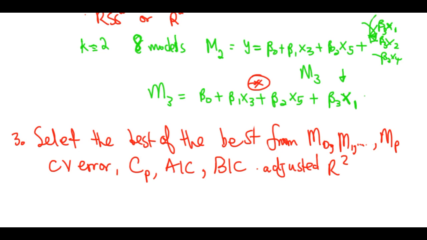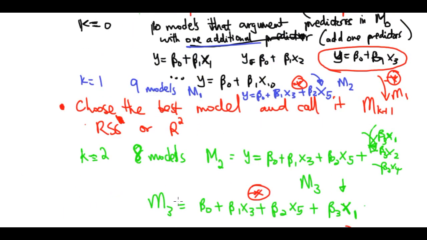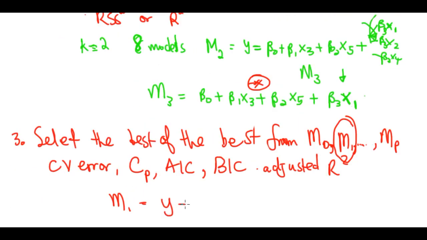Easy as that. And then we'll say, oh yes, the best model was M1, which was equal to Y1, which is going to be beta naught plus beta 1 X3. This is the best model. That's what we do. It's the same as previous.